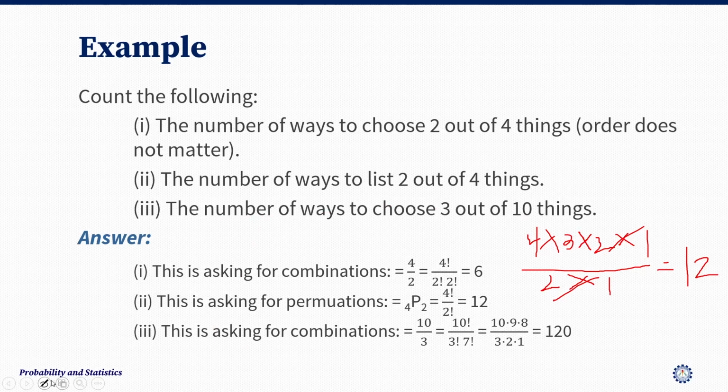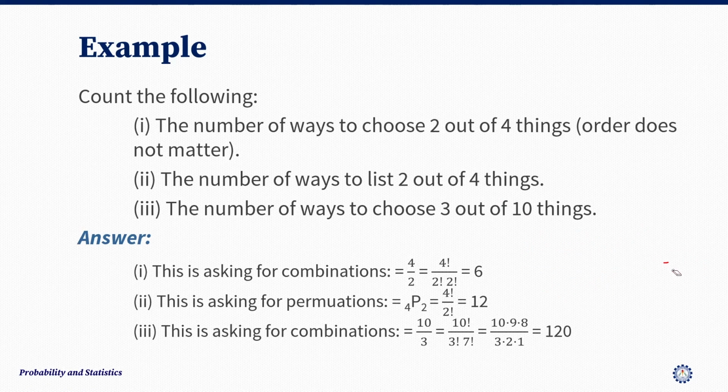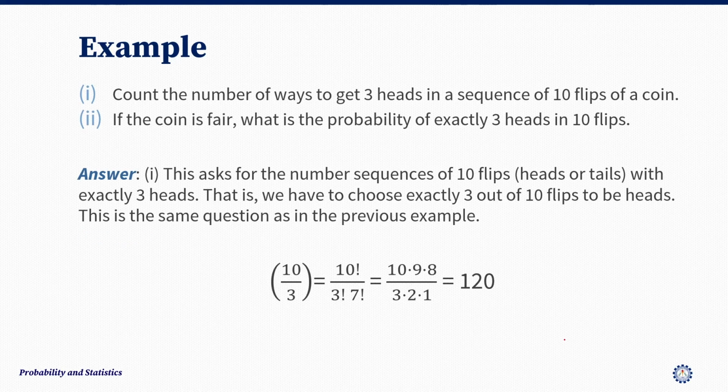For the third problem, we have the number of ways to choose 3 out of 10 things. This is also asking for combination, same as number 1. We have 10 choose 3, which is 10 factorial over 3 factorial multiplied by 7 factorial. We simplify the equation. In 10 factorial, we cancel 7 factorial and 7 factorial. We only have 10 times 9 times 8 over 3 times 2 times 1, which is equal to 120. So, I hope you understand using that example.